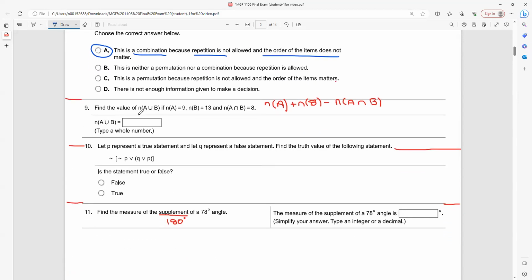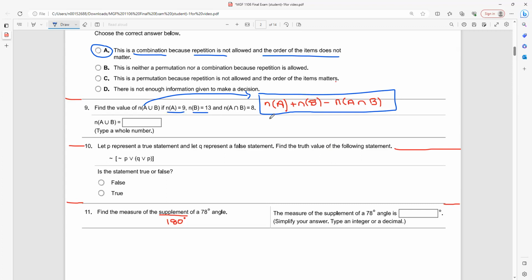For number 9, find the value. We want to know the number of elements that are in A or B. The number of elements in A is 9, the number of elements in B is 13, and the intersection, the number of elements that are in A and B, is 8. We would use this formula to determine the number of elements in A union B, so A or B. We add the number of elements in A to the number of elements in B, and we're given those values here.